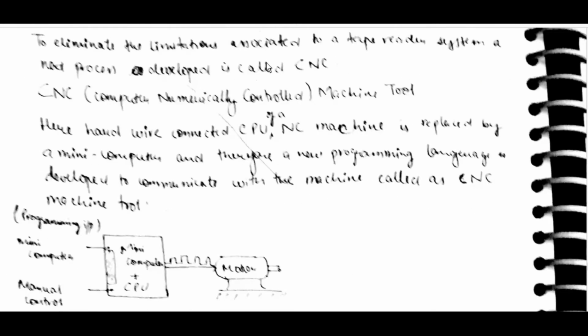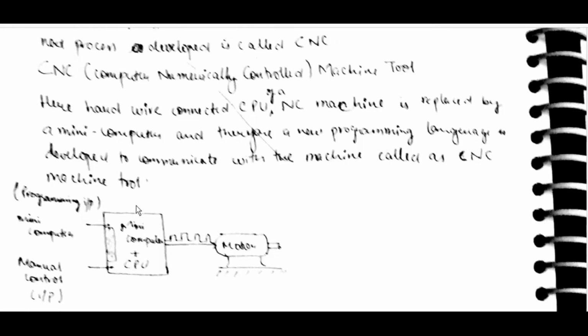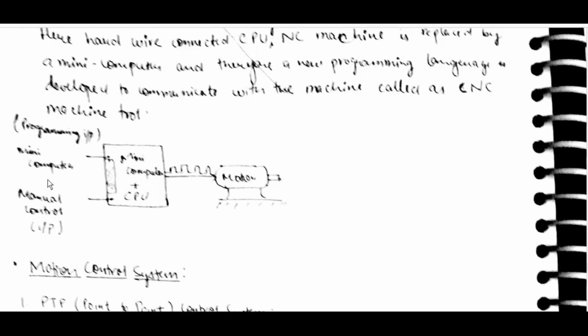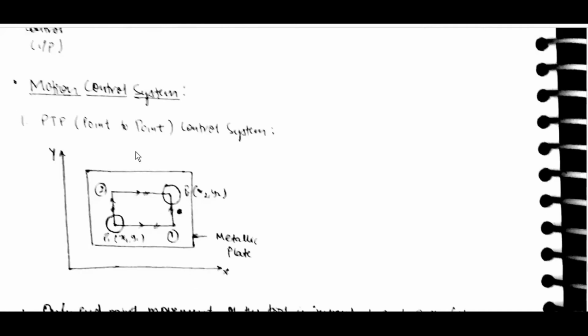To eliminate the limitations associated with the tape reader system, a new process was developed called CNC, computer numerically controlled machine tool. Here the hard wire connected CPU of an NC machine is replaced by a mini computer, and therefore a new programming language was developed to communicate with the machine, called CNC machine tool. Programming, mini computer, manual control input, mini computer plus CPU, motor, motion control system.